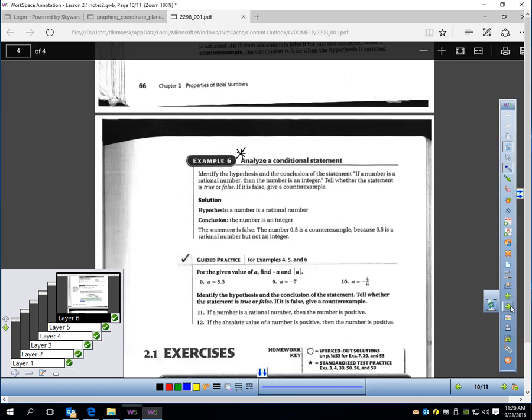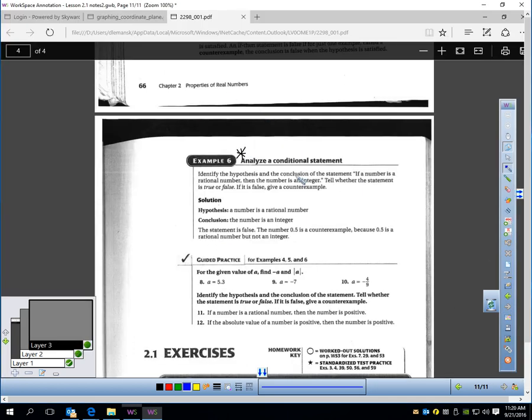You will have practice analyzing conditional statements. Here would be a sample one. Identify the hypothesis and conclusion of the statement. If the number is a rational number, then it's an integer. So I hope you are seeing what I said earlier. Here is my hypothesis right here. That's the if portion of the statement. And here's my conclusion. It's the then portion.